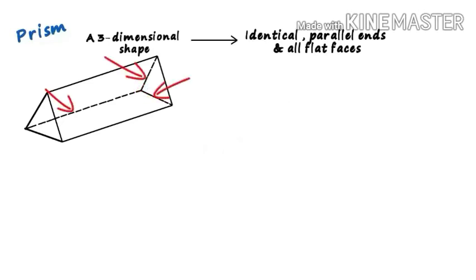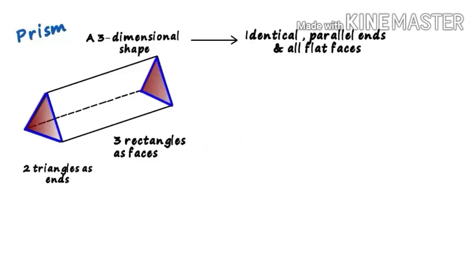A few of the lines are dotted because those are the lines that cannot be seen from this view. Look at the ends of this figure. It's a long figure with two ends. Now let me color the two ends for you. This figure has two triangles at its ends, and it has three rectangles as faces. This one in the front, one at the back, and one at the bottom.